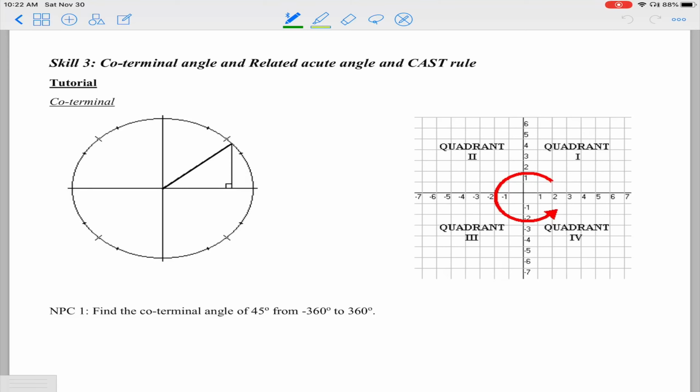YOLO guys! So this is skill 3 to catch the monster Trigonometry Jr. Now we call this one coterminal angle, related acute angle, and CAST rule. So there are 3 skills and you really have to pay attention to these. These can be confusing but they are quite easy.